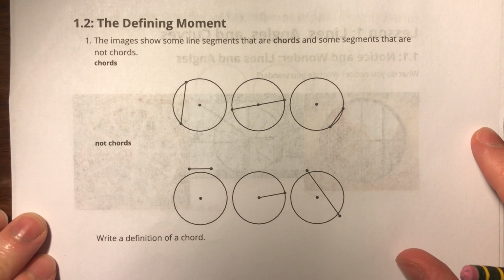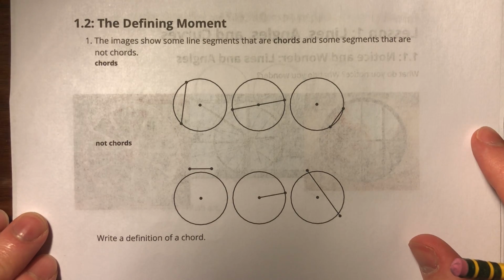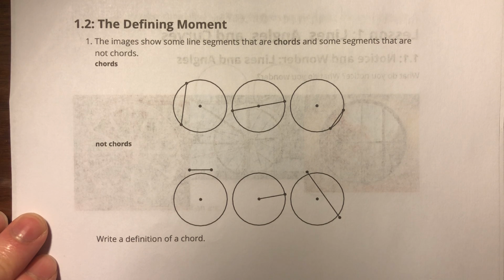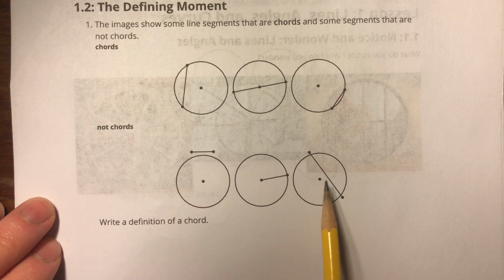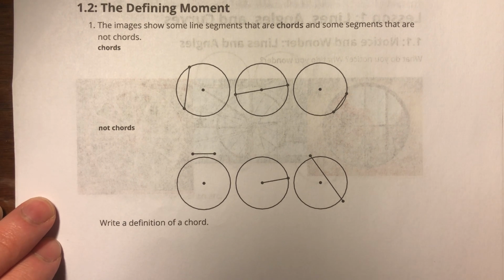All right, 1.2, the defining moment. Number 1. The images show some line segments that are chords and some that are not chords. So these first three here are all considered chords, and then these next three down here are not considered chords. So based off this diagram, I want you to try and give it a shot and write what you think the definition of a chord is.